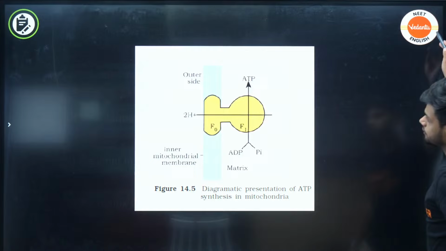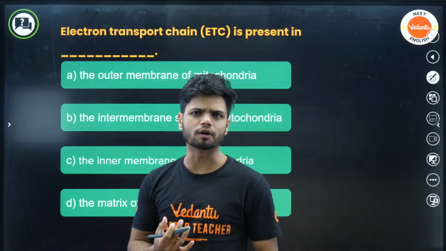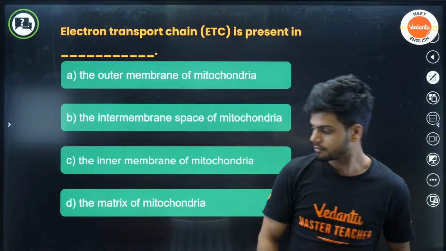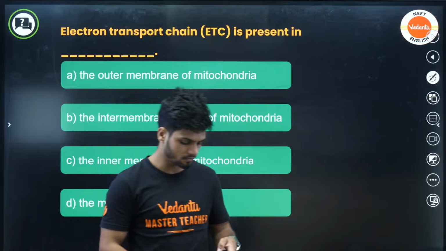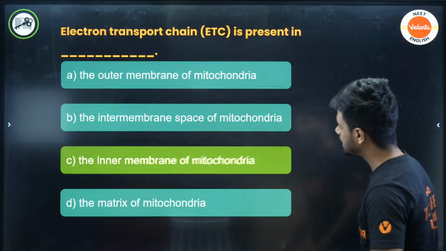Let me ask a simple question. Let's try to solve some quick questions first. The electron transport chain is present in... where do you find the electron transport chain? Which part of your mitochondria? Electron transport chain happens where? In the outer membrane? No. In the intermembrane space of mitochondria? No. The inner mitochondrial membrane? Yes. It happens in the inner membrane of your mitochondria.